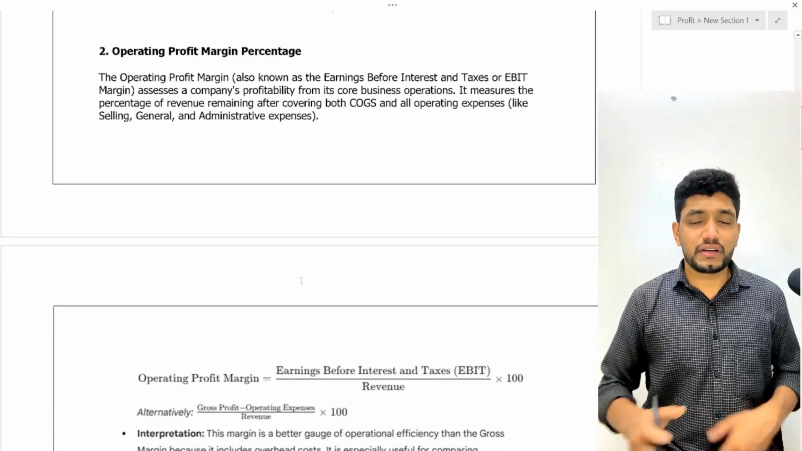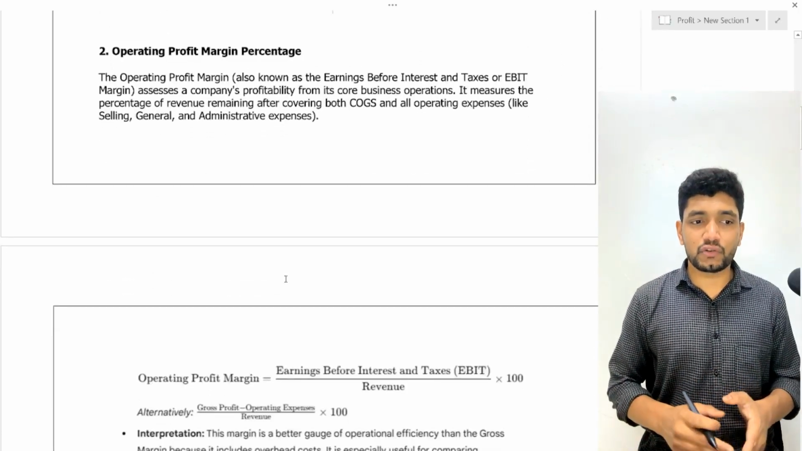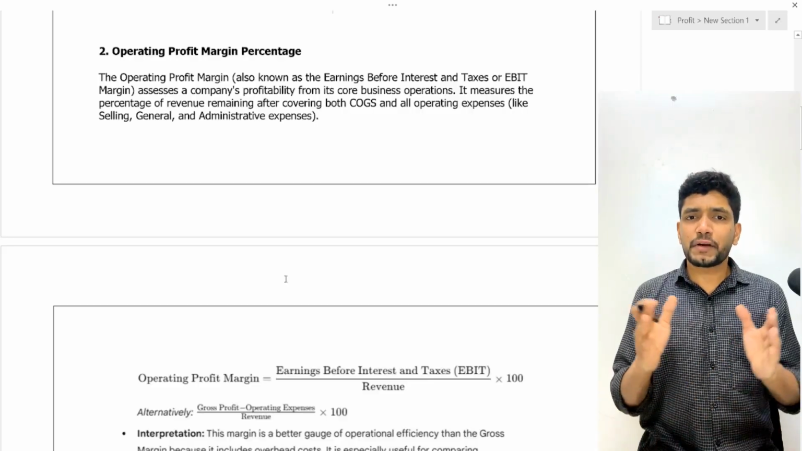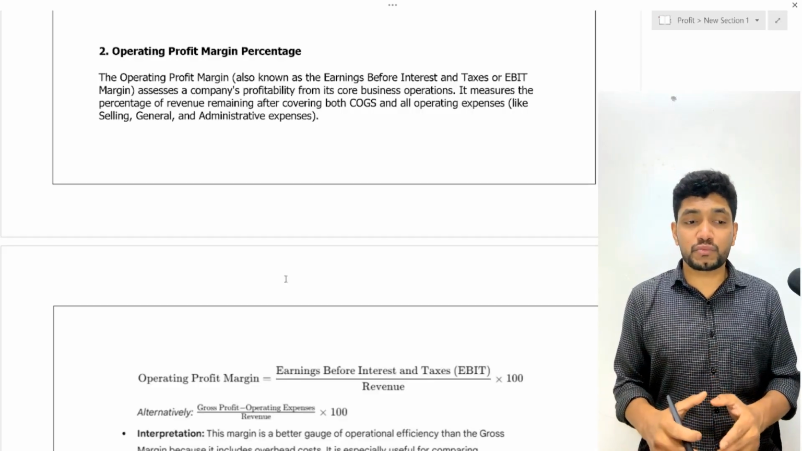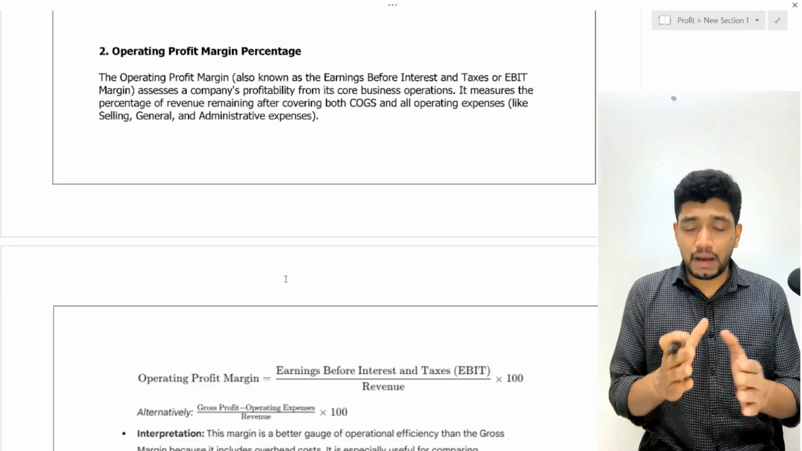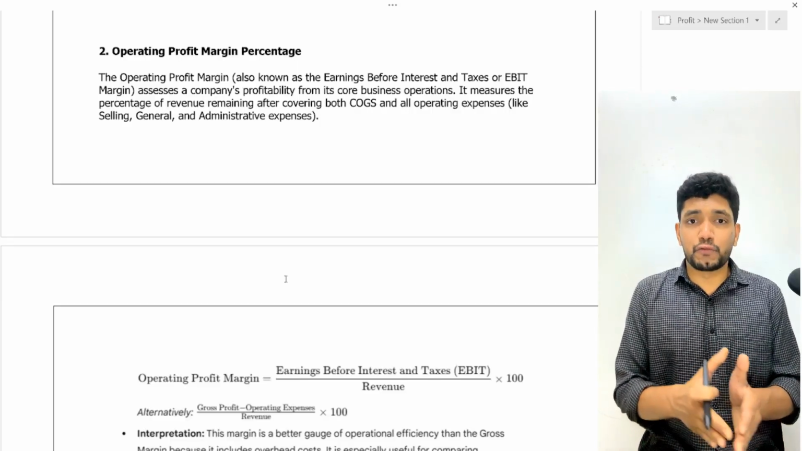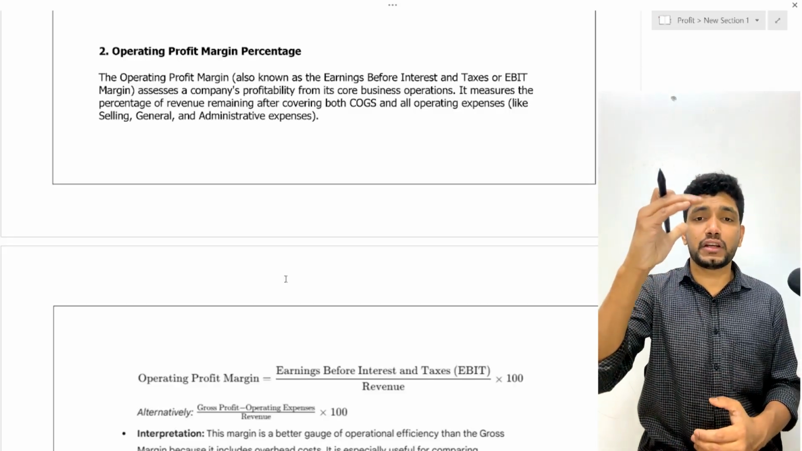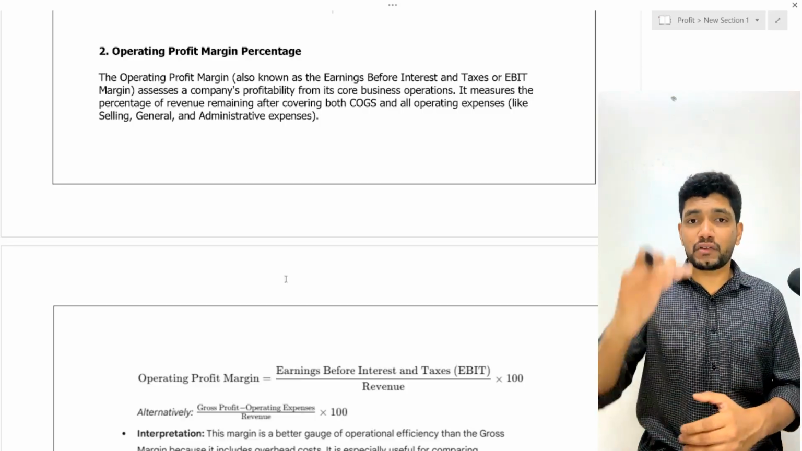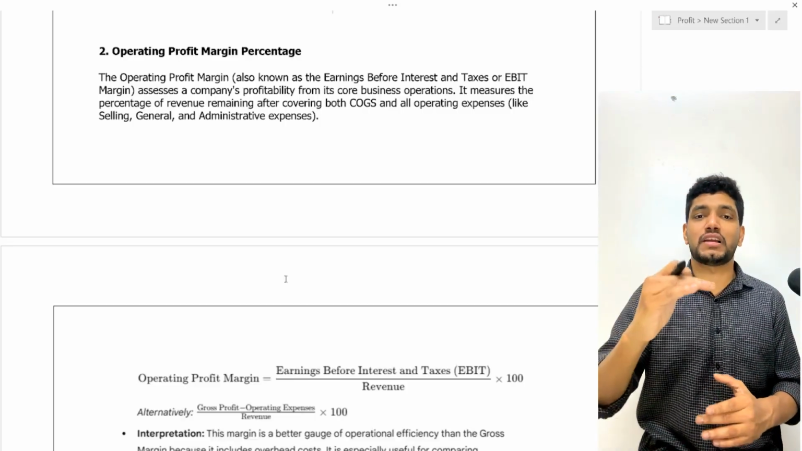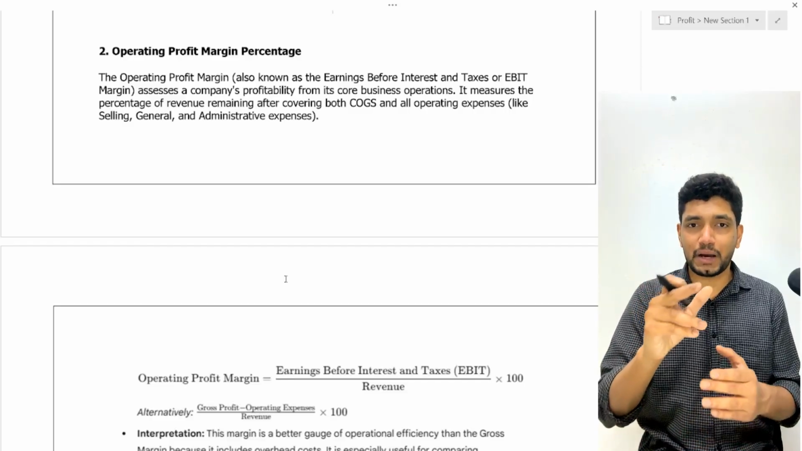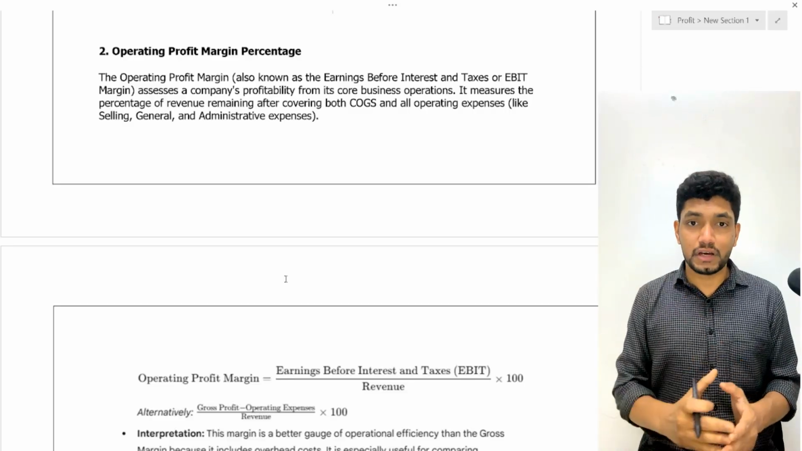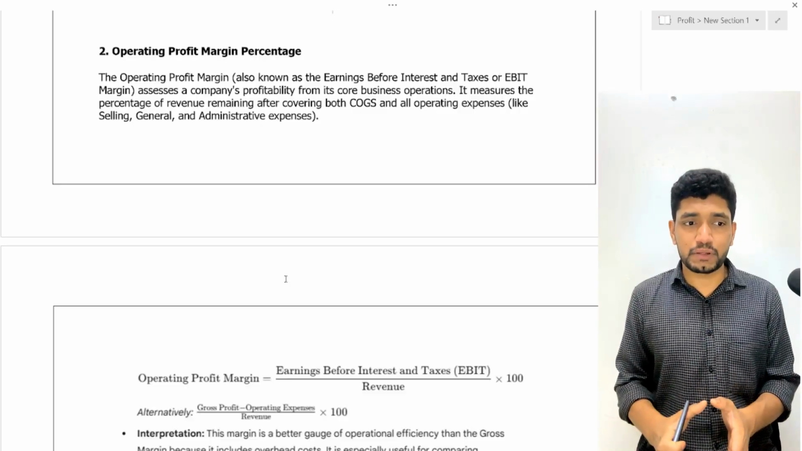So let's move into the next ratio, or next margin, that is operating profit margin. The operating profit margin is similar to gross profit margin, but it is comparing the company's operating profit with the sales. In the gross profit margin, we are taking the gross profit, but when it comes to operating profit margin, we are coming to the next layer, that is operating profit, and we are comparing this operating profit with the sales to see how the operating profit margin is.